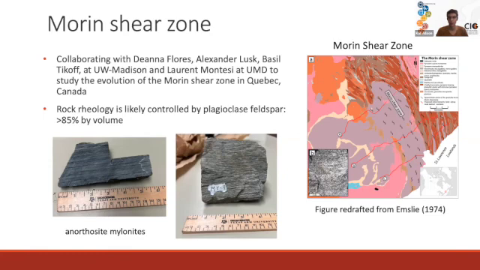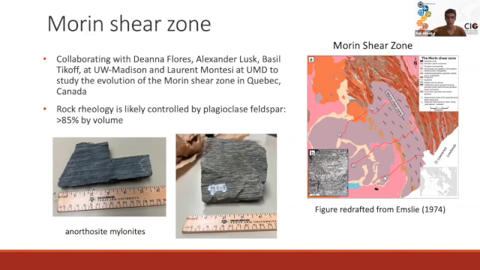The Morin shear zone formed under largely strike slip conditions, and it developed within the Morin anorthosite. So that's this purple region in the map, which is 85% or more plagioclase feldspar with minor pyroxene content. It displays a fabric gradient ranging from undeformed protolith to anorthositic mylonite, recording large shear strains.